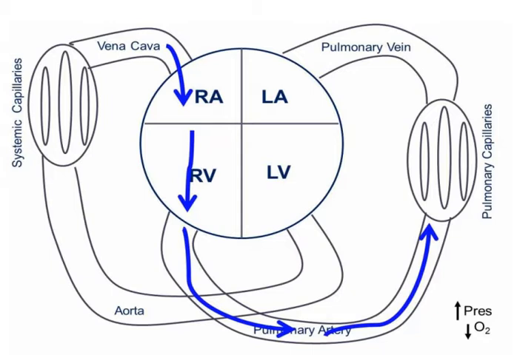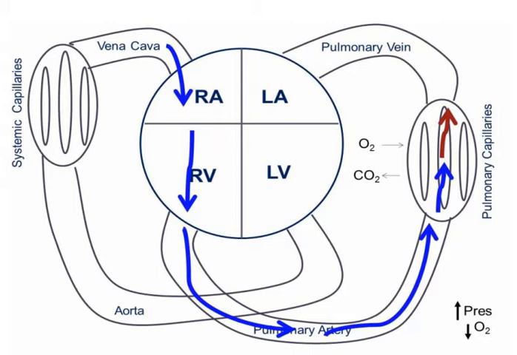And so here's just a reminder. The pressure is high because we've just compressed that blood in the right ventricle, but the oxygen is low because we dropped off all that oxygen when we went through the systemic circulation. The purpose of going to the pulmonary capillaries is to drop off this carbon dioxide and pick up more oxygen. And that's just what happens within the pulmonary capillaries.